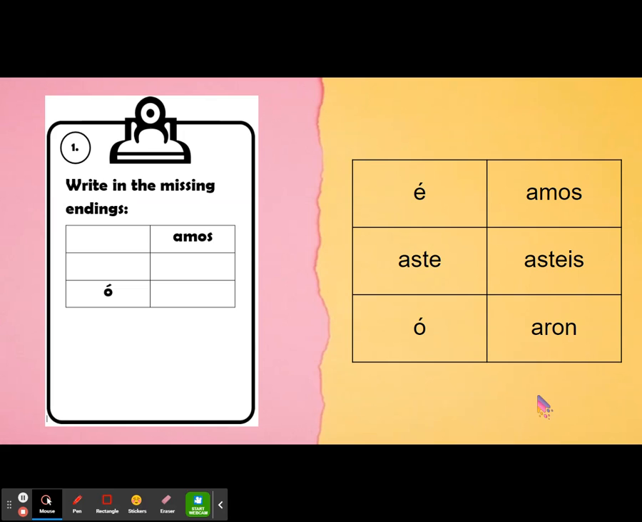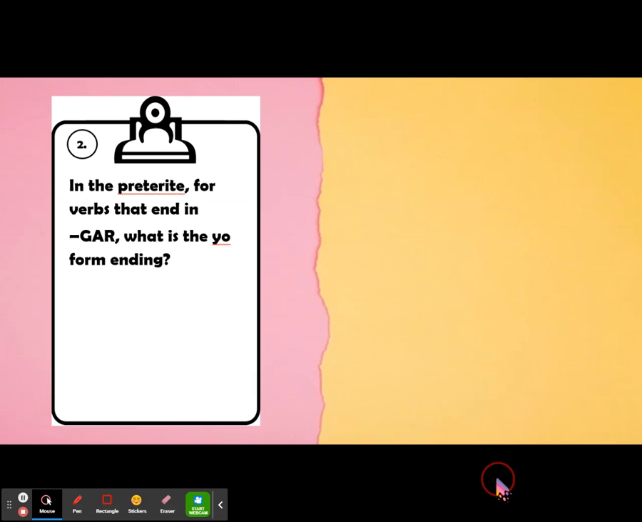And just as a quick review, remember these work the same way as present tense endings work, where you're going to drop the AR off the verb. And if you want to say I did something, we're going to replace that AR with an E with an accent, é. If I want to say you did something, we're going to replace the AR with aste to say you did. All right. In the preterite for verbs that end in gar, what is the yo form ending?